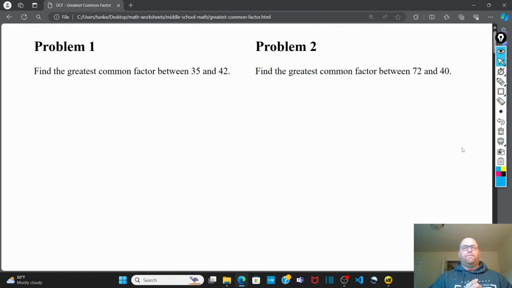In this video, we're going to find the greatest common factor between two numbers. What is the greatest common factor though? And what is a factor? Well, a factor is a number that multiplies by another number to make the number you're looking for.